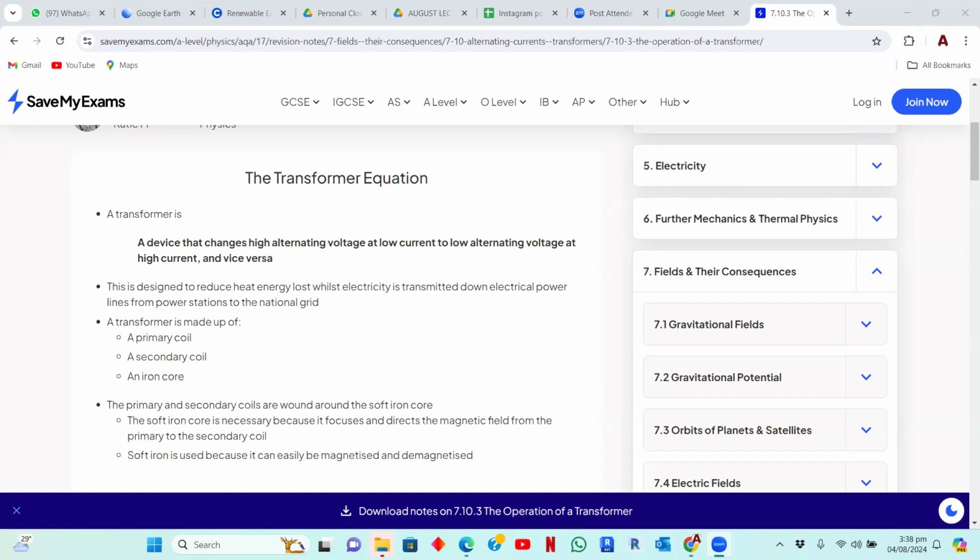All right. So for the transformer equation, we will have to know the concepts of alternating voltage, electromagnetism, and magnetism in general, because we'll see how this topic is sort of an integration of all of these individual concepts at the same time. Now, what is a transformer?